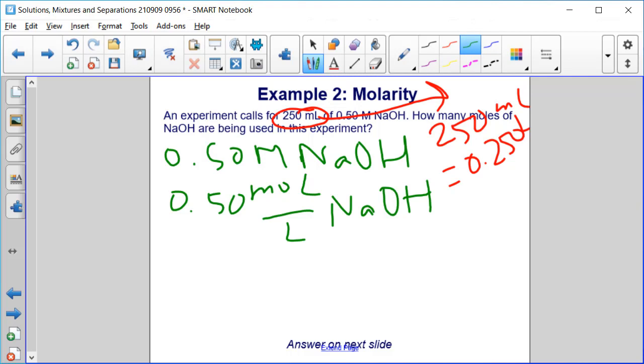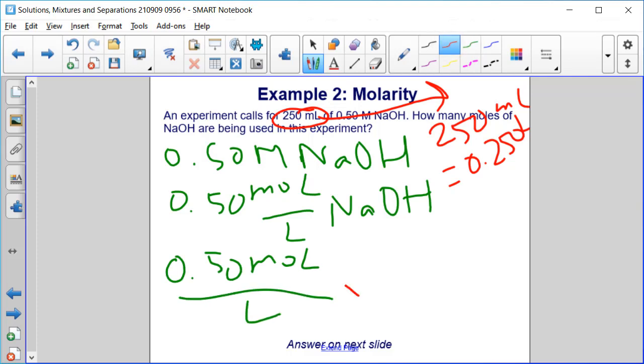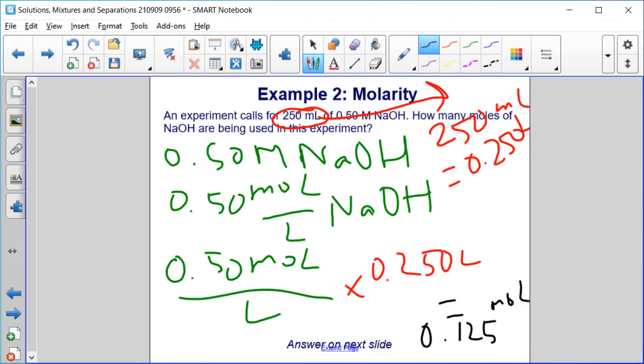But if we go with the math here, we say 0.50 moles per liter times 0.250 liters. That will give us our moles of NaOH. So 0.5 times 0.25 is 0.125 moles of NaOH. I'll move ahead to the next slide so that you can see the work and the answer.